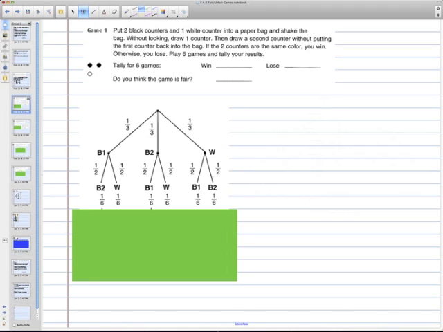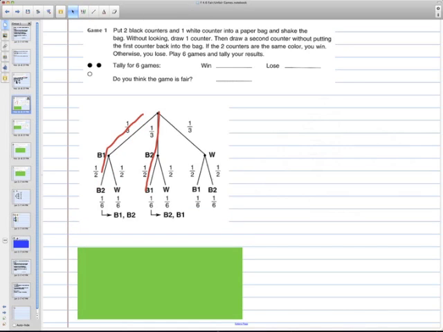We can follow the path of a counter on our tree diagram. If we draw a black counter out and then followed by another black, that happens 1 out of 6 times, in theory. We could also draw a black counter the first time, but black 2, and then follow up by our second draw being black 1. So again, we have a 1 in 6 chance of doing that. So there are a total of 6 outcomes, 2 of which result in having the same colored counters. So only 2 out of 6 trials will result in a win. Therefore, this game is not fair.